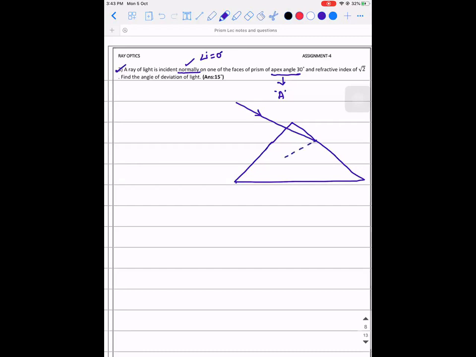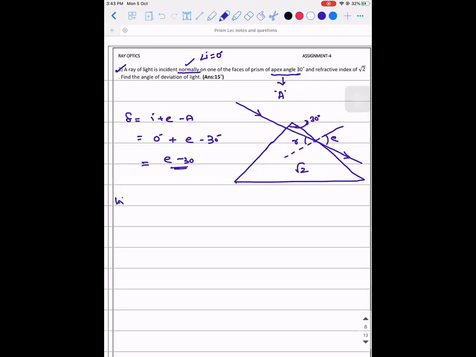So when it is hitting the second surface, if this angle is taken as R, then let's say the emergent ray is coming out like this. What is the apex angle? It is 30 degrees, right? So they're asking delta. Delta is equal to I plus E minus A. I is how much? 0 degrees. E we don't know. Minus A is 30. So E minus 30 is the answer, but we don't know the value of E. How to find it? For that, they have given the refractive index, right?